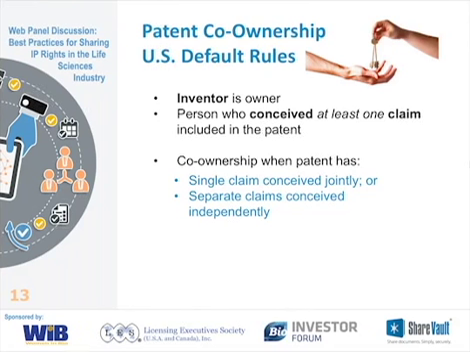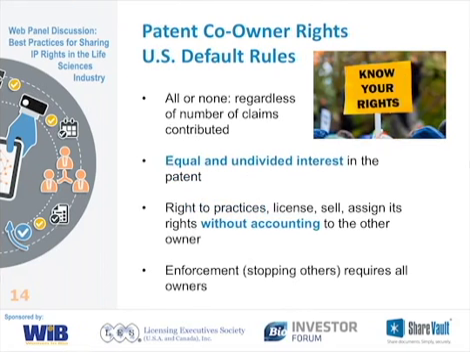And if you have more than one individual either conceiving of the same claim or conceiving of different claims in a patent, you have a co-owned patent. What does that give you in the U.S.? Co-ownership in the U.S. is all or none. If you have an inventor with a conceptual contribution to only one claim, it doesn't matter if there's one claim in the patent or if there's 1,000 claims in the patent, they have that ownership right. And it's an equal and undivided interest.